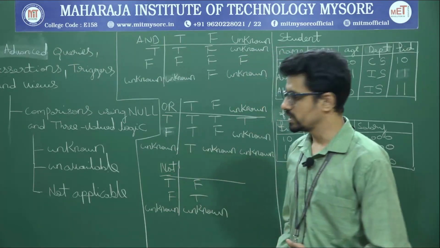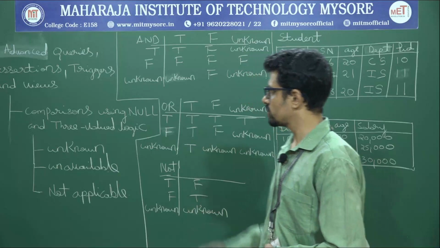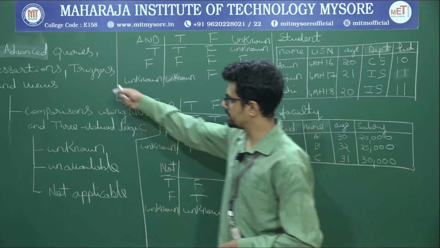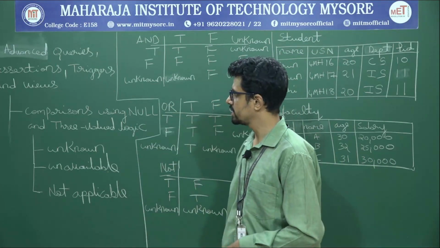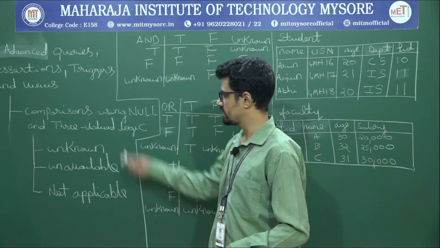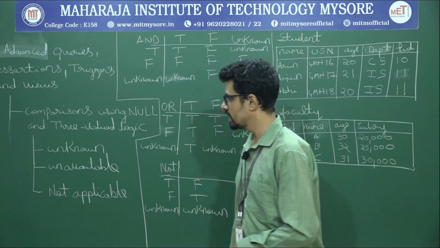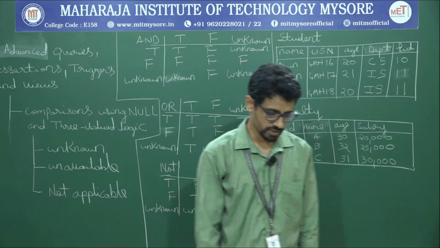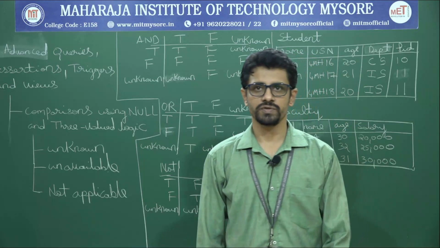As per today's session, I have planned 3 topics. The name of this chapter is SQL Advanced Queries, Assertion, Triggers and the Views. Under that, the first topic is comparison using null and the 3-valued logic. So what is this 3-valued logic?